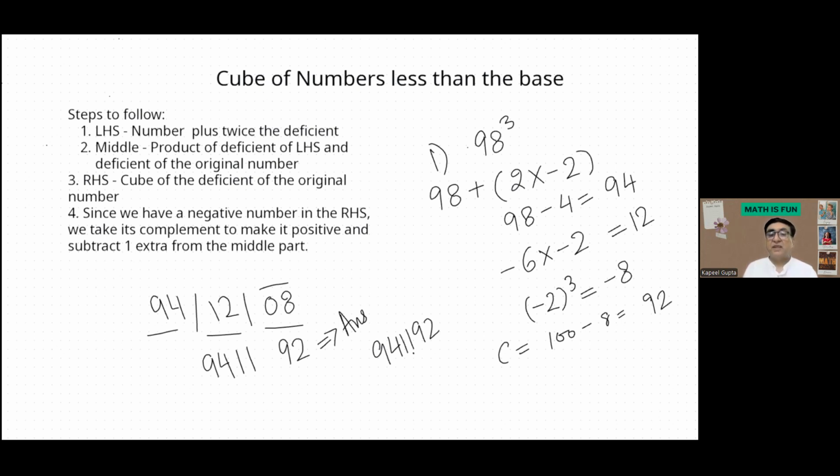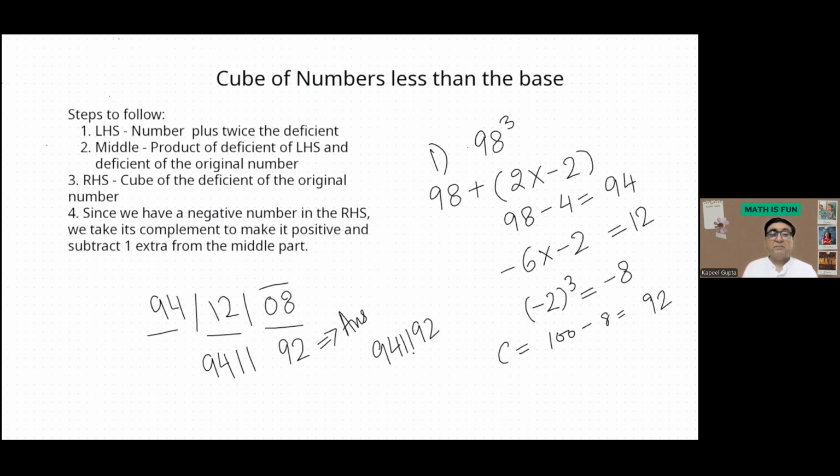So the deficits came minus 6 and minus 2, and I multiplied them and I got 12, and I mentioned that in the middle zone. Then coming back to the right hand part, the cube of the deficit of the original number. Once again, the original number was 98. So the deficit becomes minus 2. So minus 2 cube becomes minus 8.